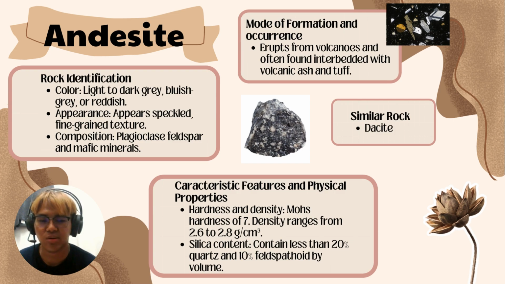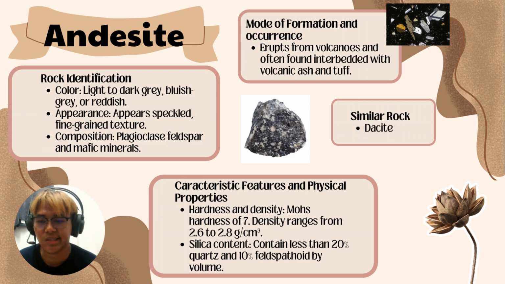The composition of the rock: andesite is primarily composed of plagioclase feldspar and a significant amount of mafic minerals like hornblende. It falls between granite, high silica, and basalt, low silica, in terms of mineral content.